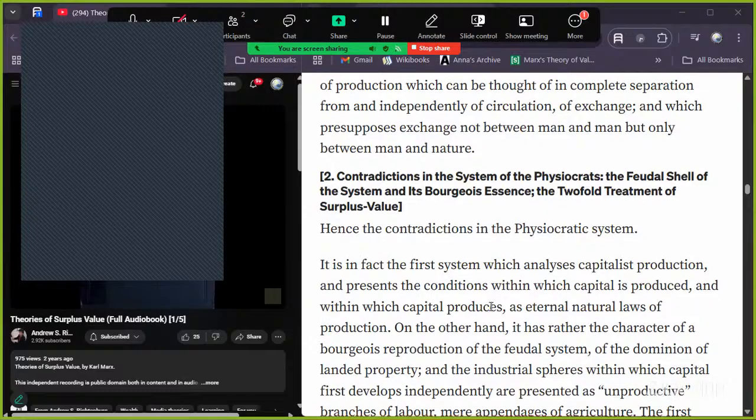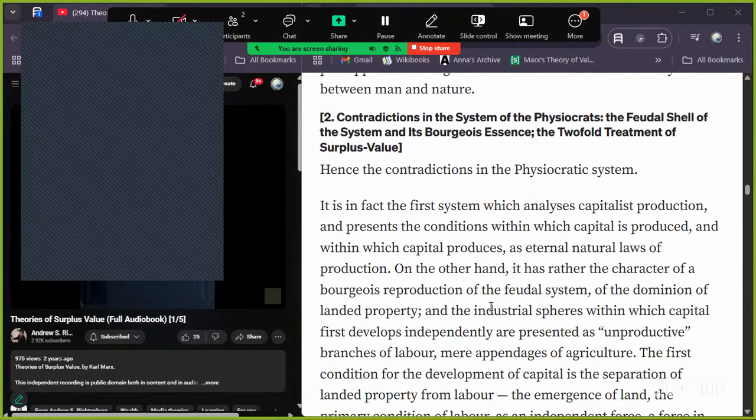Section 2. Contradictions in the system of the physiocrats, the feudal shell of the system, and its bourgeois essence, the twofold treatment of surplus value.